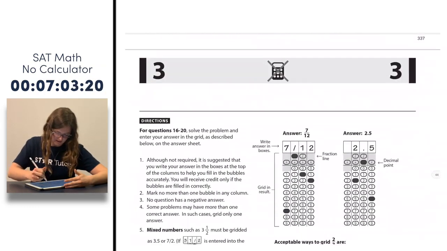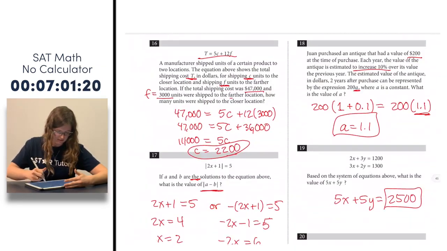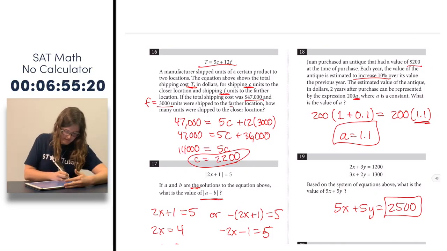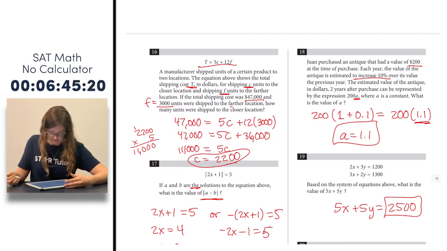Okay, and now I think I've answered all the questions, but I'm going to double check this multiplication here, or division. For some reason this felt wrong. Let's see, 2200 times 5. This is 0, 0, 0, 1, 10, 11. Okay, all right, no, that's right, I think.